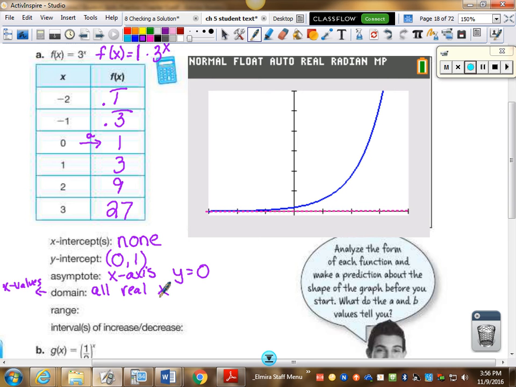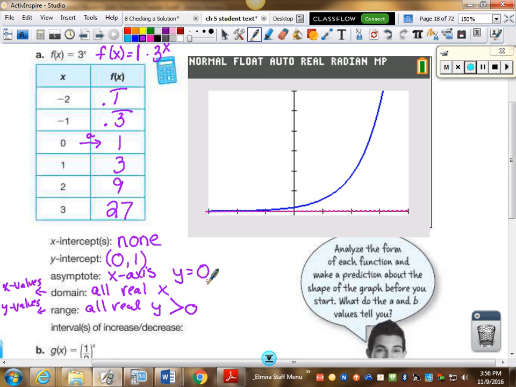Range is your y values. But in this graph, my y values are never going to be negative. If I look at this column here, I'm never going to have negative numbers and I'm never going to have 0. So my range is all real y greater than 0.